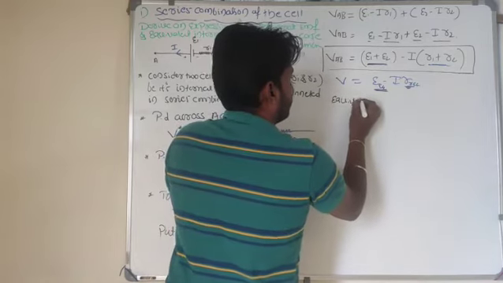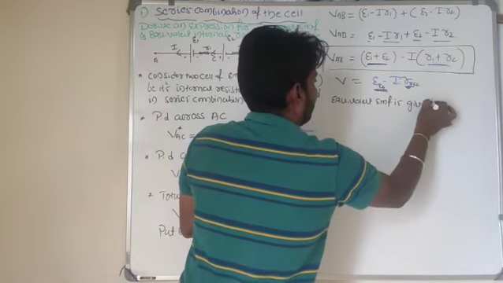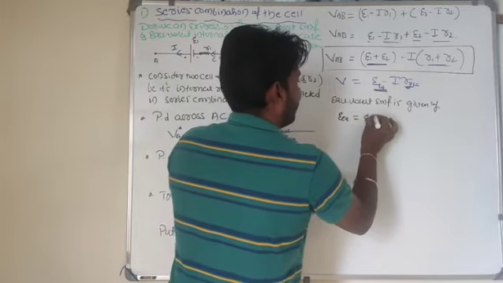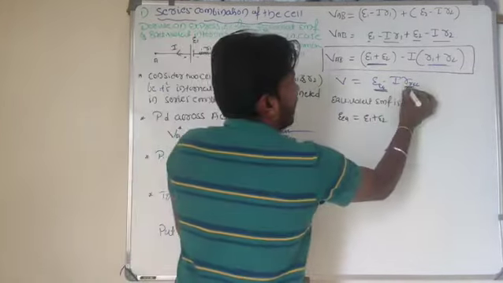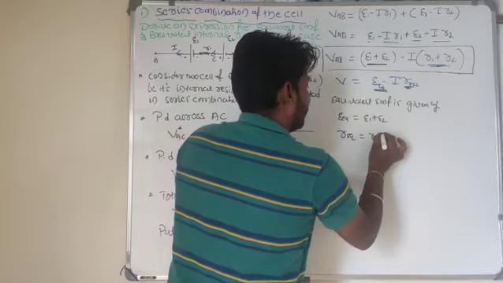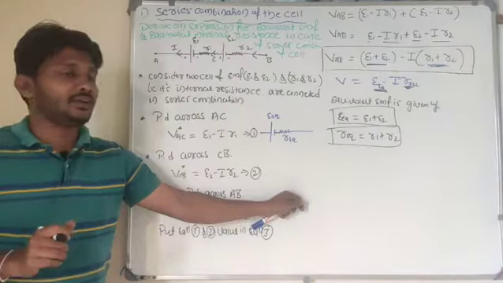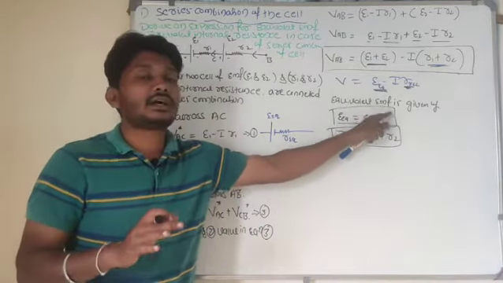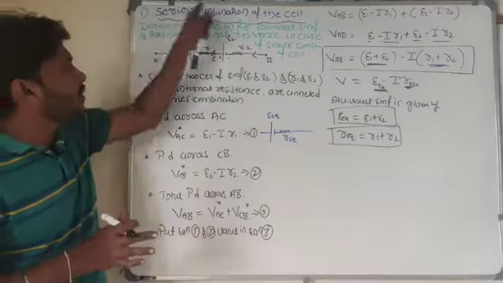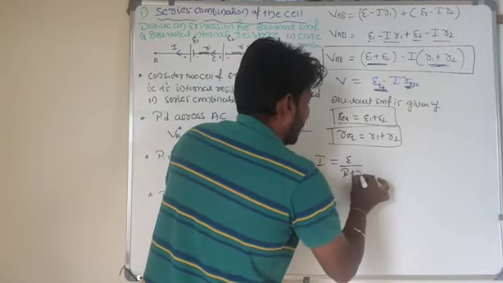So the equivalent EMF is given by E equivalent equal to E1 plus E2, and R equivalent equal to R1 plus R2. Look here, in the series combination of cells, the equivalent EMF is E1 plus E2 and the equivalent internal resistance is R1 plus R2. Then what is the total current in the circuit? I have a generalized formula: I is equal to E divided by R plus r.